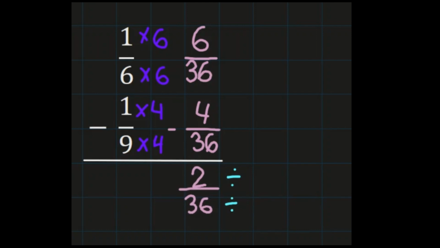Whatever I divide my numerator by, I have to divide my denominator by the same thing to simplify. So 2 divided by 2 is 1, and 36 divided by 2 is 18. So 1/6 minus 1/9 is 1/18.